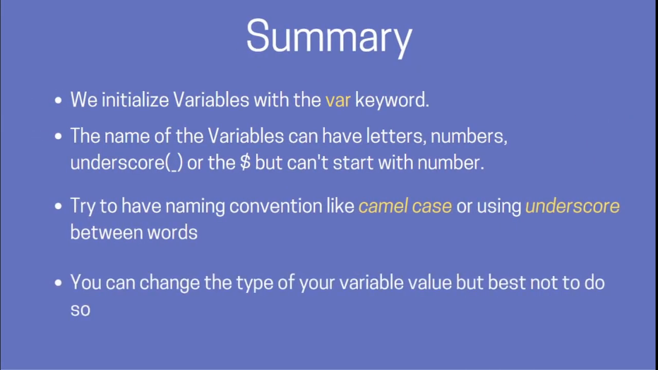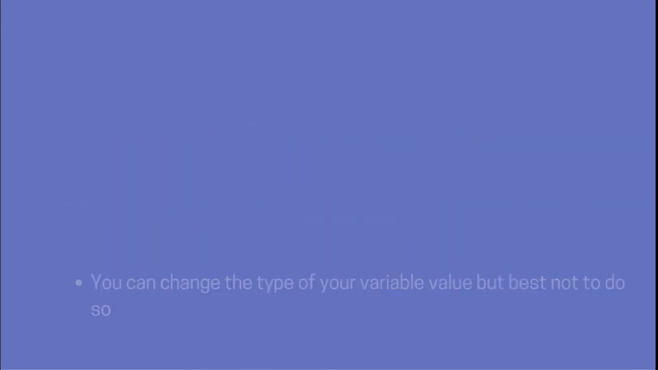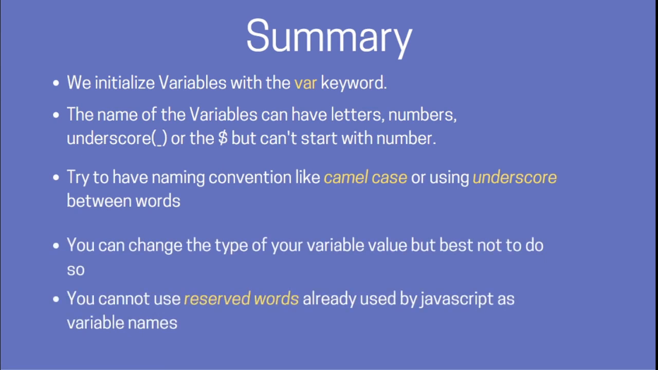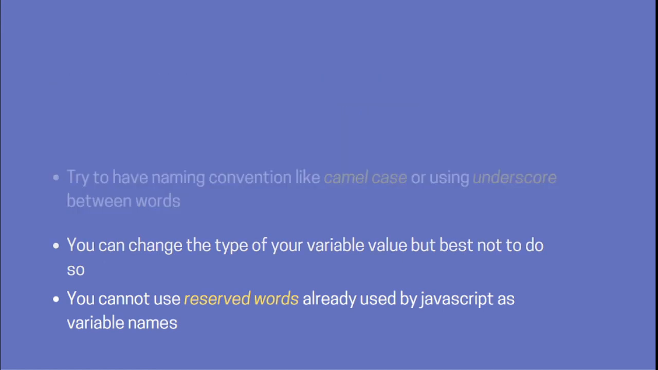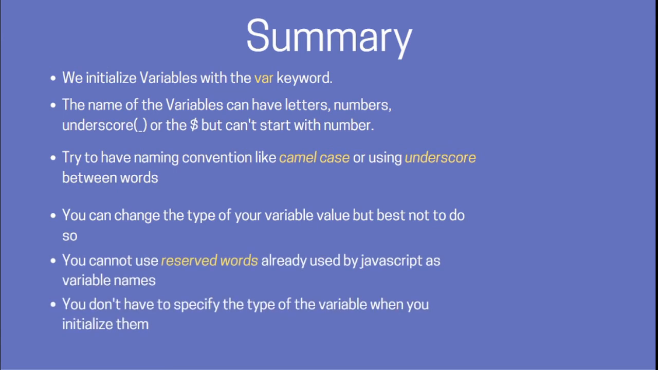The fourth thing is you can change the type of your variable, but the best thing is not to do so. And then we also talked about the reserved words that are already being used by JavaScript cannot be used as variable names. And the last is we do not have to specify the type of the variable when we initialize them. And that's it for variables.